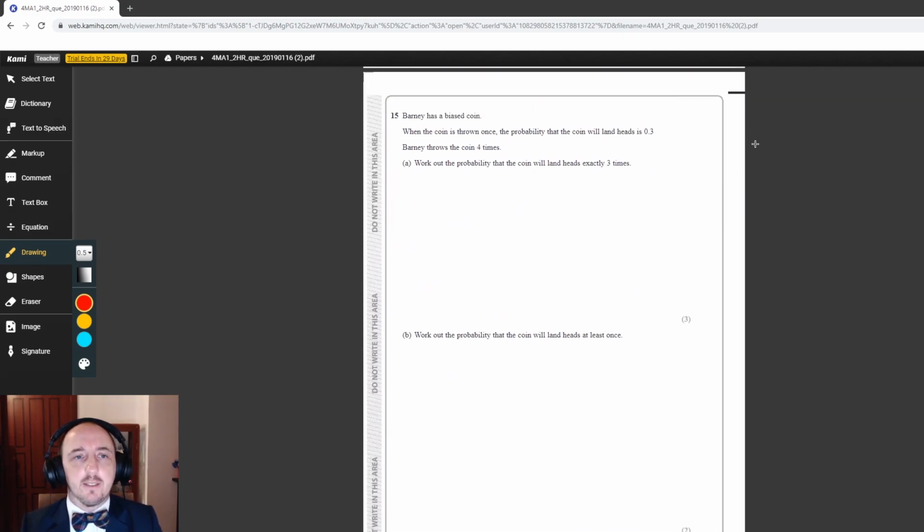Barney has a biased coin. When the coin is thrown once, the probability that it would land heads is 0.3. Work out the probability that the coin will land heads exactly 3 times from 4 throws. So we could have heads, heads, heads, tails, which would be 0.3 cubed times 0.7. But there are 4 different ways of having one tails. The tails could go first, second, third, or fourth. So we're going to multiply this by 4, and that will give us the probability that it will land heads exactly 3 times.